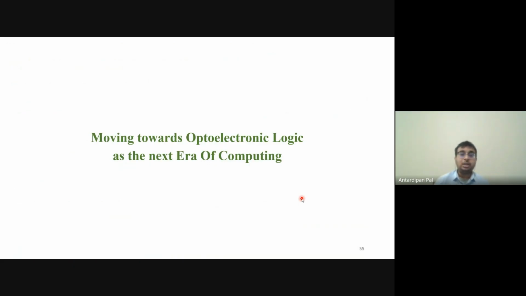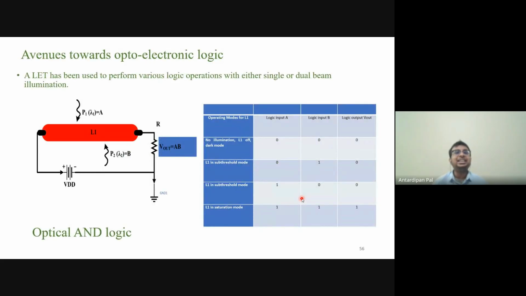Now, I'll show something a bit interesting: moving towards optoelectronic logic for the next era of computing. Now, this is again a proposal. We did not have time at that moment to develop this, but this is a proposal. All of you know CMOS AND gates, CMOS OR gates. How about an optically controlled LET-based AND gate? So what did we do? Again, dual simulation. When both the illuminations are on, you will have an optical logic 1. When either of them is off, you will have optical logic 0.